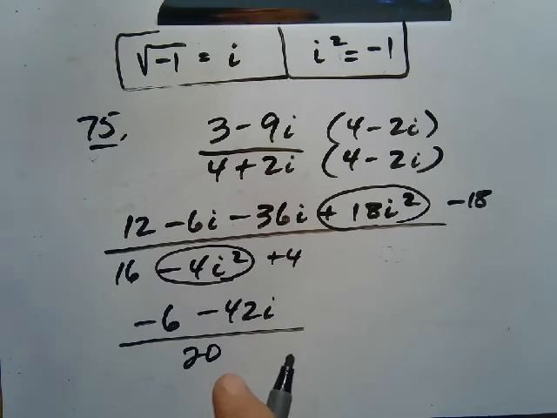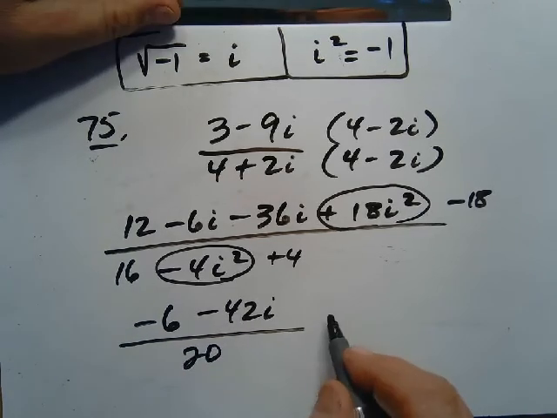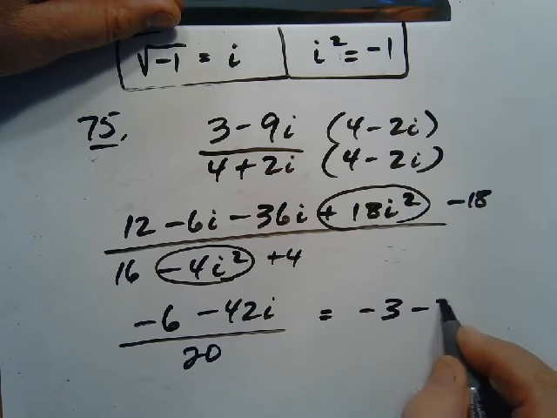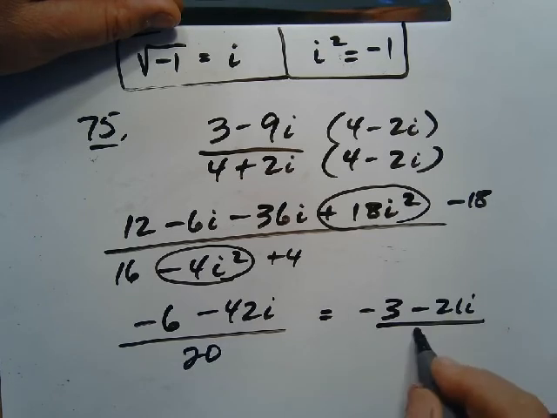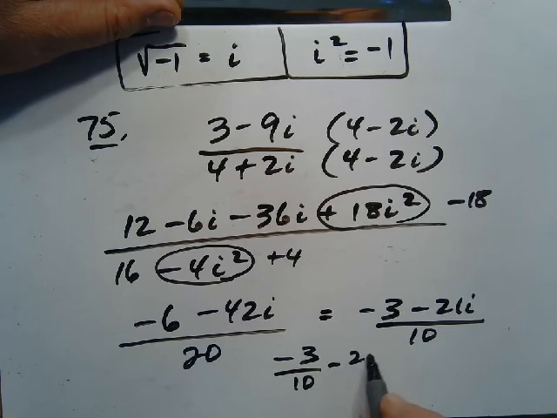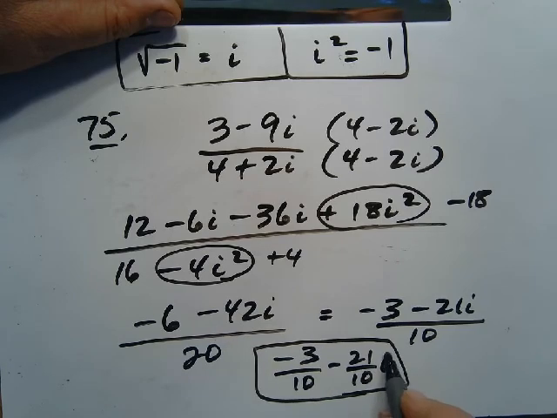This is 20. So that would be a correct answer, except I can take a 2 out of the top and the bottom here, and I'm going to get negative 3 minus 21i all over 10. Or if I write this the way we're supposed to, negative 3/10 minus 21/10 i. That's the way we're supposed to write it.